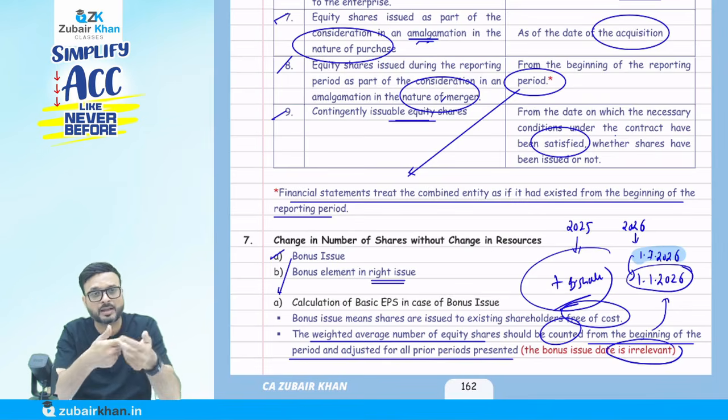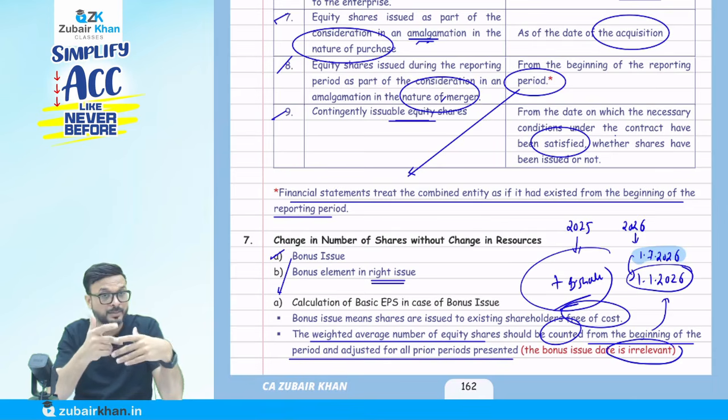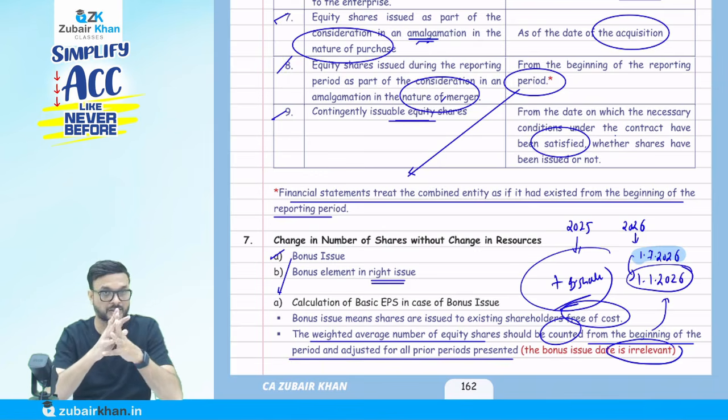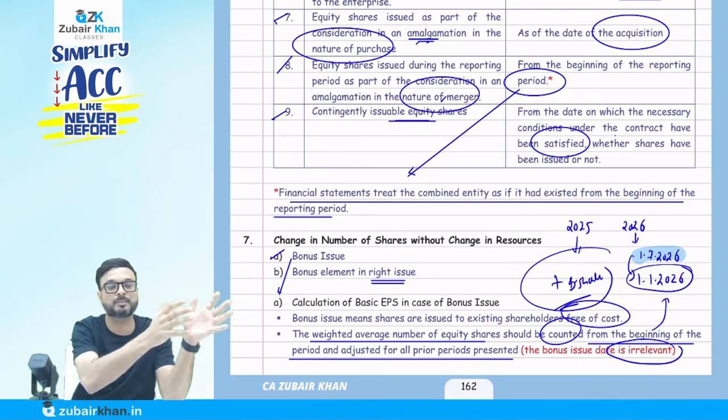Bonus shares I can issue anytime in the year. So on the basis of my requirement to fluctuate the EPS, I will decide the date. They say no. Whatever date you want to issue the bonus share, do that. But what is more important is that you have to count it from the starting. In fact, you have to recalculate the previous year EPS also, and consider the bonus share there also.